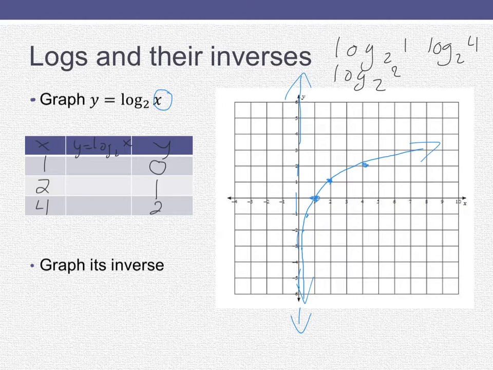Now we can graph its inverse, and if we remember back to inverses, you just switch the x and y. Like if you're writing the inverse of a function, you switch x and y, solve for y. We're basically just switching our x's and y's. So if one of our points is 1, 0, our new point is 0, 1. So this red one is going to be our inverse. If our next point was 2, 1, now it's going to be 1, 2. If our next point was 4, 2, now it's going to be 2, 4.